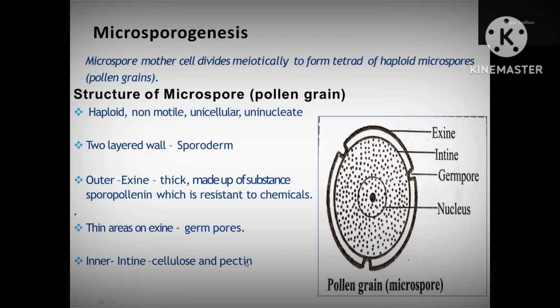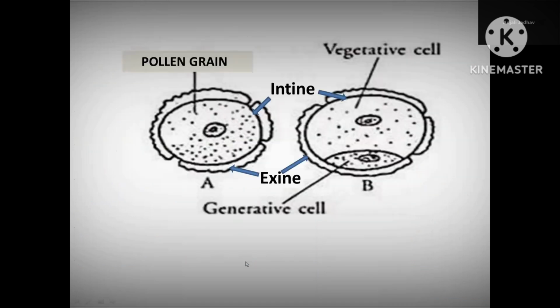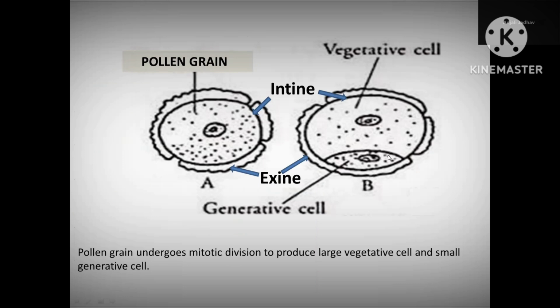This pollen grain, which is unicellular, now divides by mitosis and forms two unequal cells. The smaller cell is called the generative cell and the larger one is known as the vegetative cell. This is the complete structure of pollen grain.